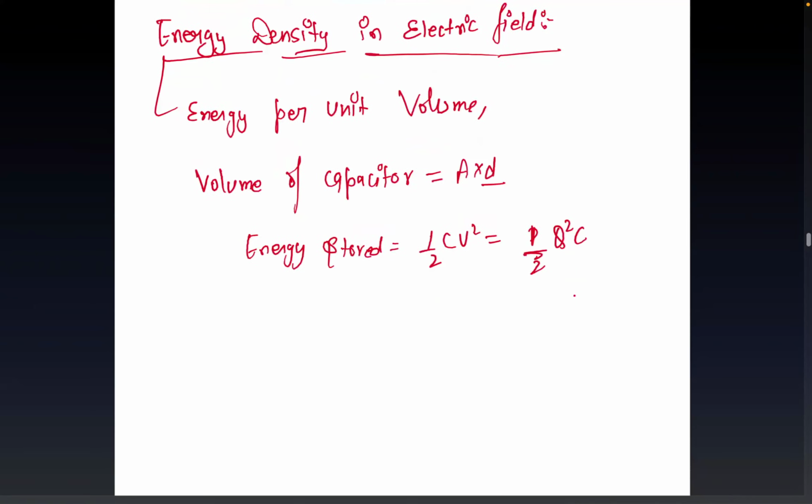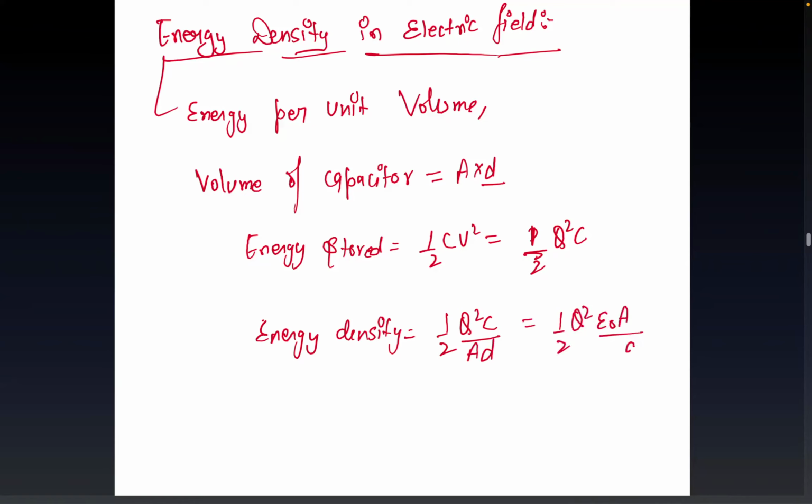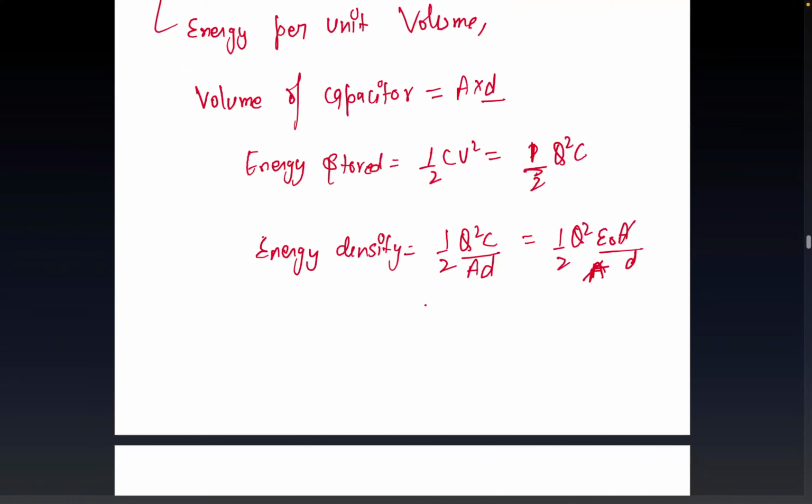What is the capacitance in case of the parallel plate? Let's not write this directly. We can write energy density as energy divided by volume. What is energy? Half Q square divided by C, and the volume is AD. What is C? C is nothing but epsilon naught A divided by D. So we get half Q square D divided by epsilon naught A times AD. This A, let's cancel out, cancel out. What you have got here? Half Q square divided by epsilon naught A squared. This is what you have got. Any doubt here? No. Okay.